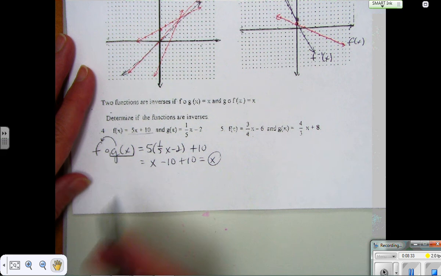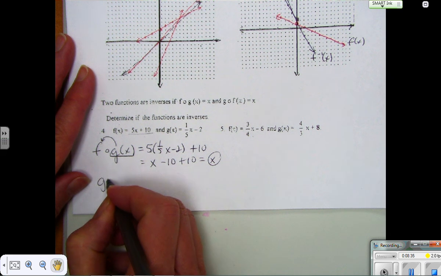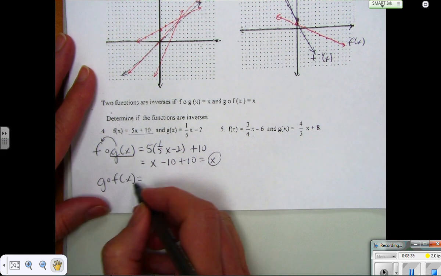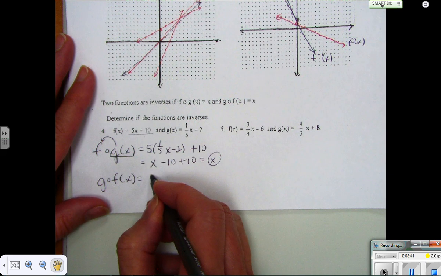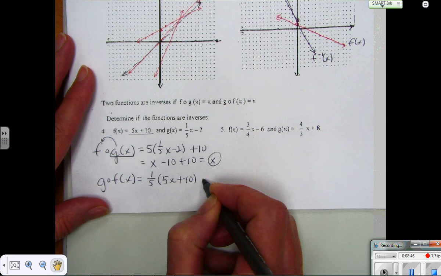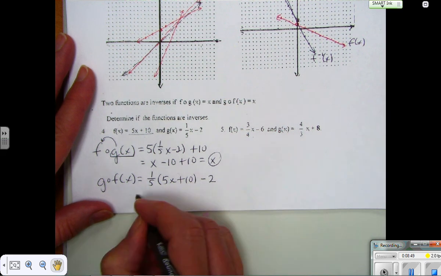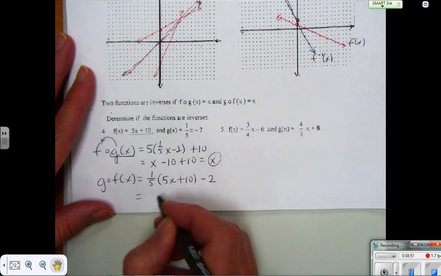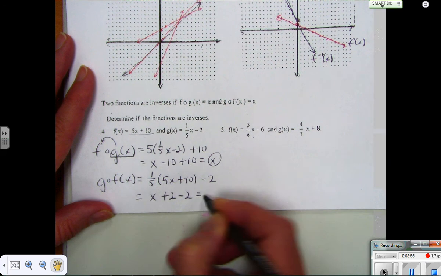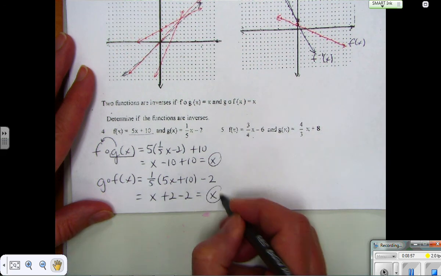Now I need to test g of f of x. So now I'm going to put my f function into the g. So 1/5 times 5x plus 10, minus 2. 1/5 times 5x is x. 1/5 times 10 is 2, minus 2. And that one equals x. So yes, they are inverses of each other.